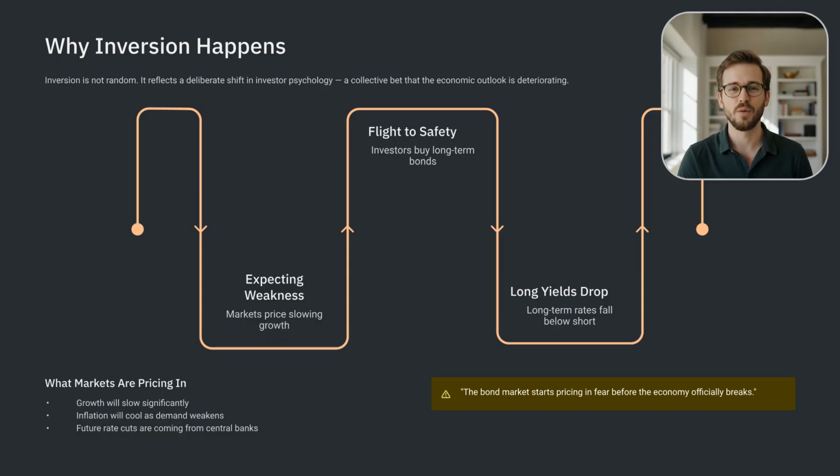And because investors expect economic weakness ahead, they begin buying long-term government bonds aggressively. Why? Because in uncertain times, safety becomes more important than high returns. This buying pressure pushes long-term yields lower. So inversion is really the market saying the following: the future economy looks weaker than the present economy. And this is why the bond market is so respected. Because often, it starts pricing in fear before the economy officially breaks.